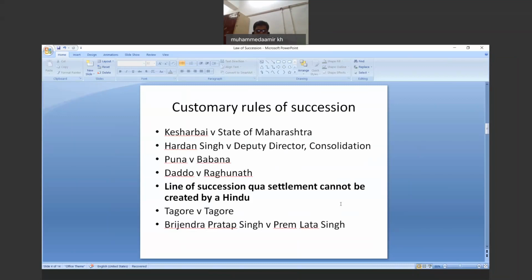While the rule of agnatic preference has been considerably modified, so far as it concerns the nearer relations. The Dayabhaga principle of religious efficacy has been abrogated, and the modern Hindu law of succession is essentially what you can call a secular law, and religious or spiritual considerations are nowhere to be found.